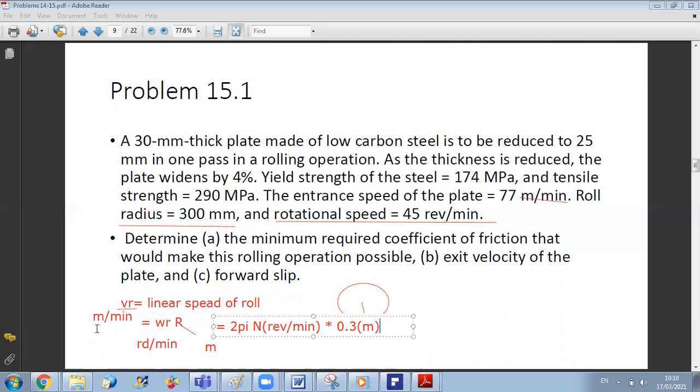Once I have VR in meters per minute and V final is already in meters per minute, I can calculate the forward slip as V final minus VR over VR. Okay, so let us see together the details of the numerical solution.